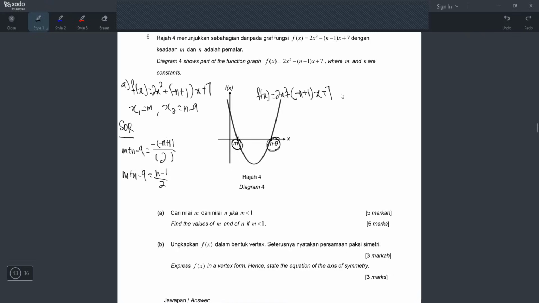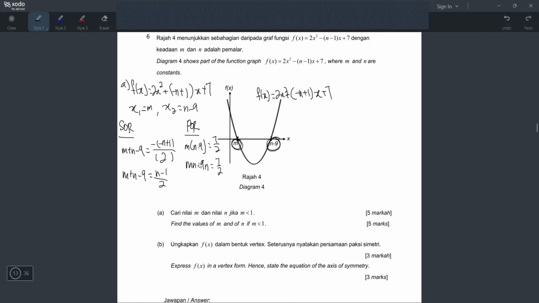So now I think what I have to do is do the POR. Okay, do the product of roots. So POR will be x1 times x2 equals c over a. So it will be m times n minus 9 equals c over a, which is 7 over 2. So now you get mn minus 9n equals 7 over 2. So I end up like this.